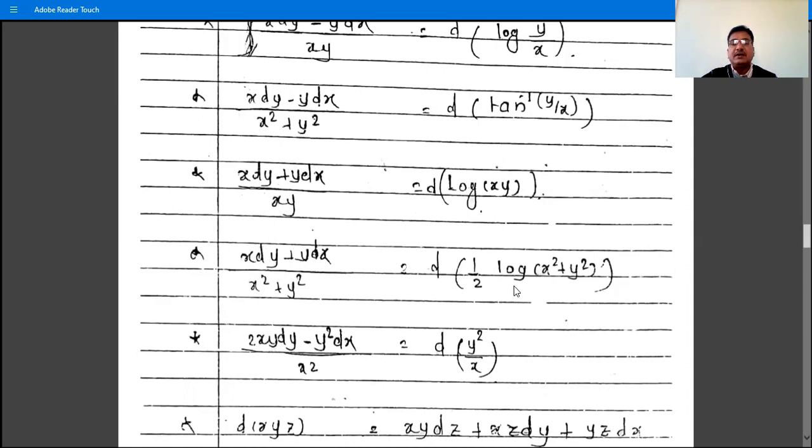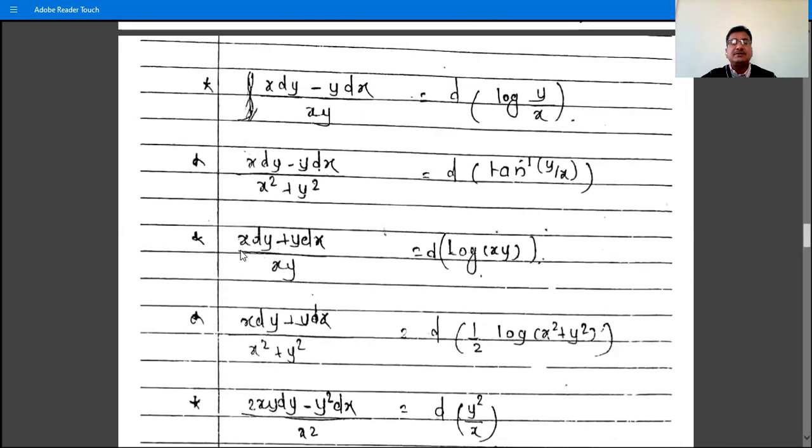So what is the derivative of log x square? It is 1/2 log of the denominator. But if the numerator is x dx plus y dy, here is the correction, that's right, x dx plus y dy, then it is the derivative of 1/2 log x square plus y square.